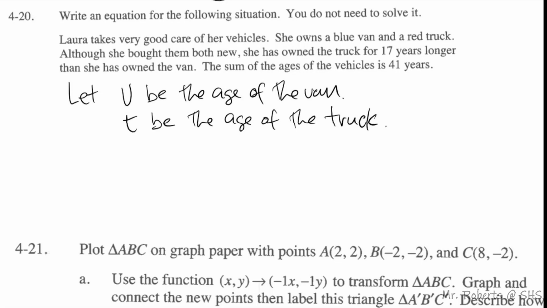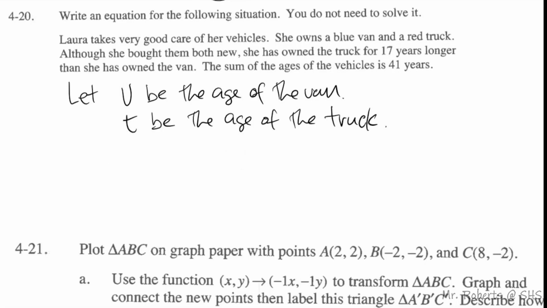It says although she bought them both new, she has owned the truck for 17 years longer than the van. So I can do this, right? She's owned the truck longer. So the age of the van will equal whatever the age of the truck is, plus 17. So if she owned the truck for, nope, I've got this backwards. She has owned the truck for 17 years longer than the van. Yeah, I often do that.